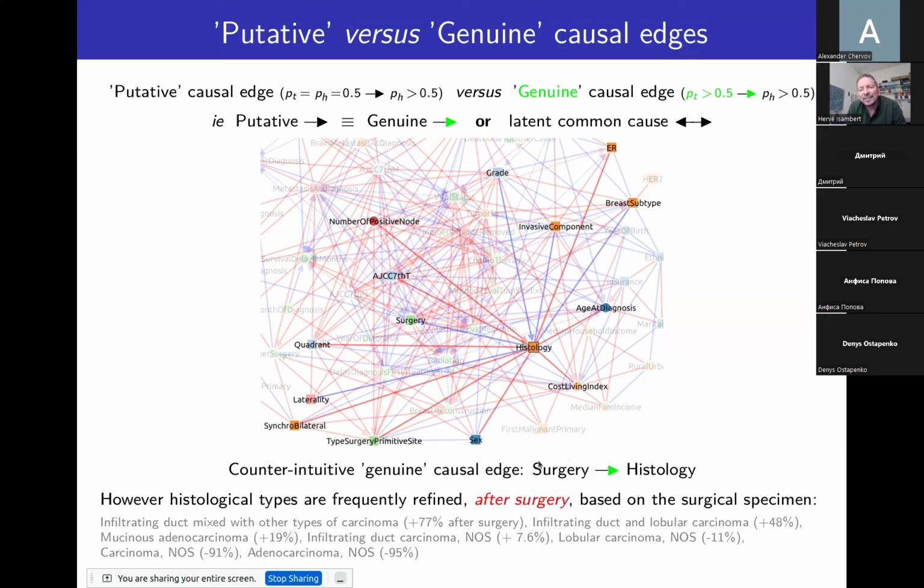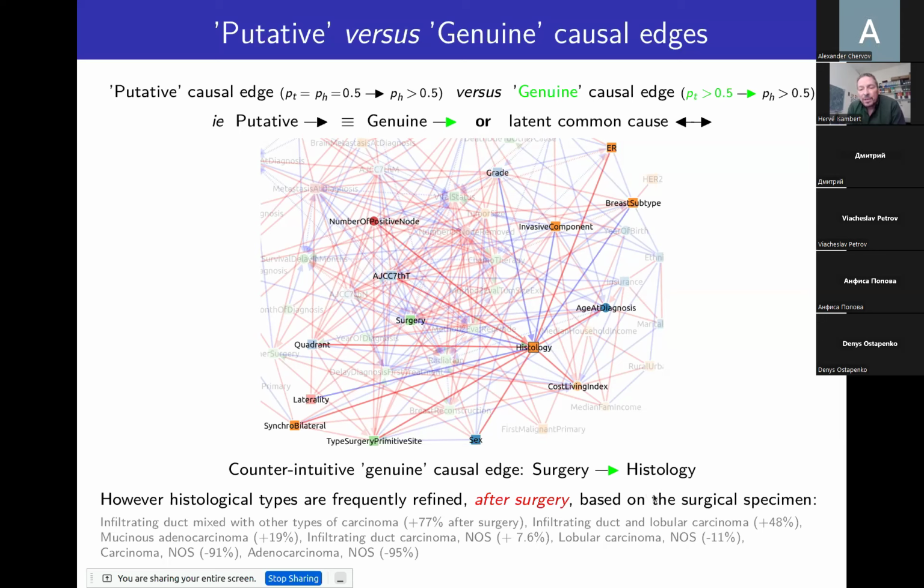Indeed, as you may imagine, this is fairly counterintuitive, because histology is basically the type of cells that are affected by cancer here, while surgery is the act of the surgeon removing the tumor. So obviously, we don't believe that surgery is causing the type of cancer, which obviously started before the surgery.